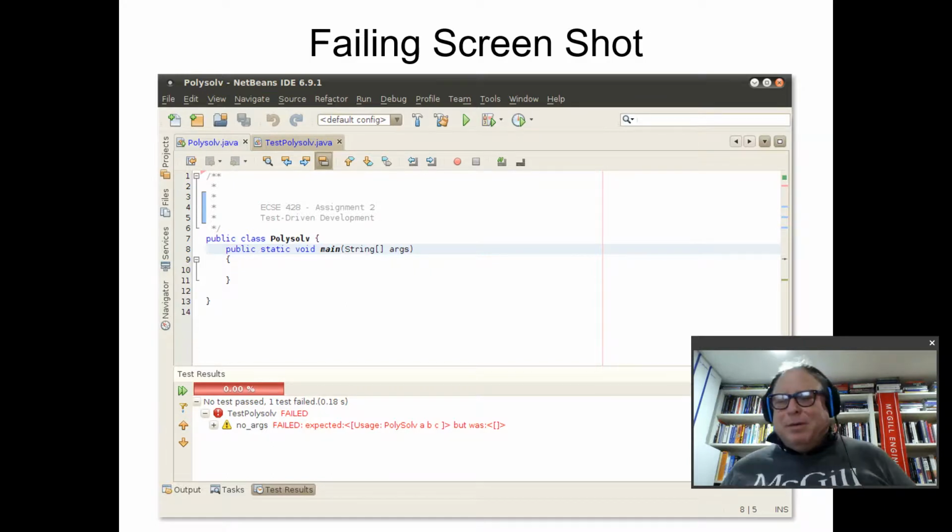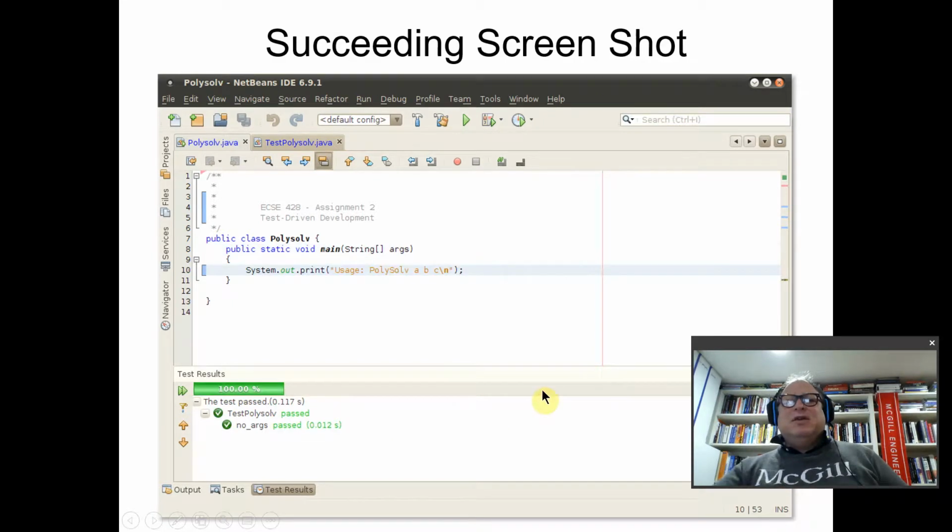Therefore, based on Bob Martin's three rules of test-driven development, we are allowed to write some code, but just enough code to pass the current failing unit test. So in this case, the programmer writes one solitary line of code, which is to print the message usage polysolve ABC. That's the expected result, that's the error message. And now the test passes.